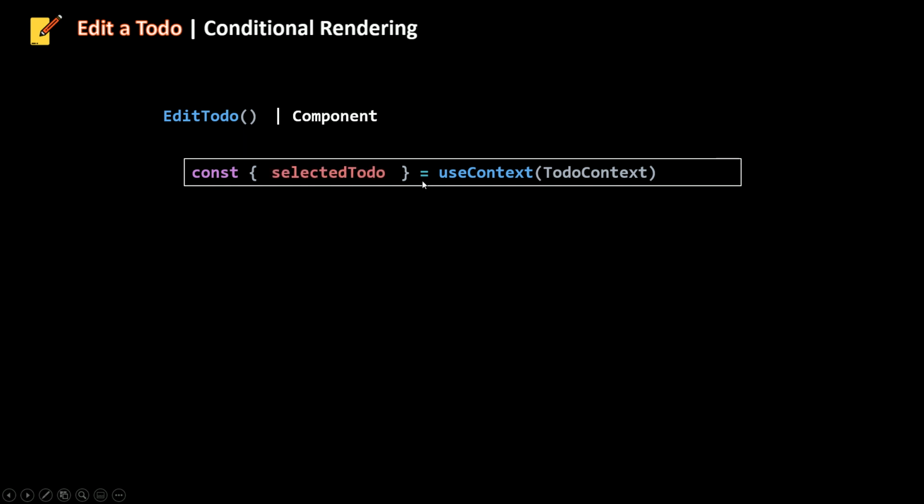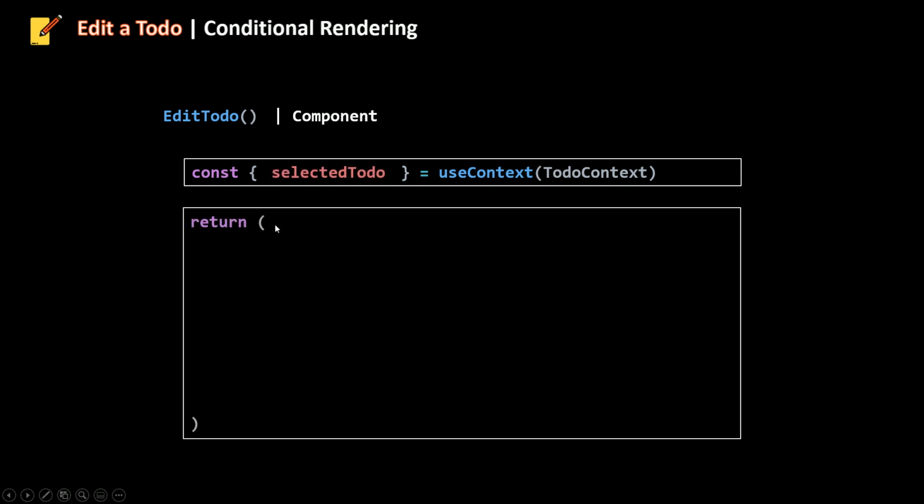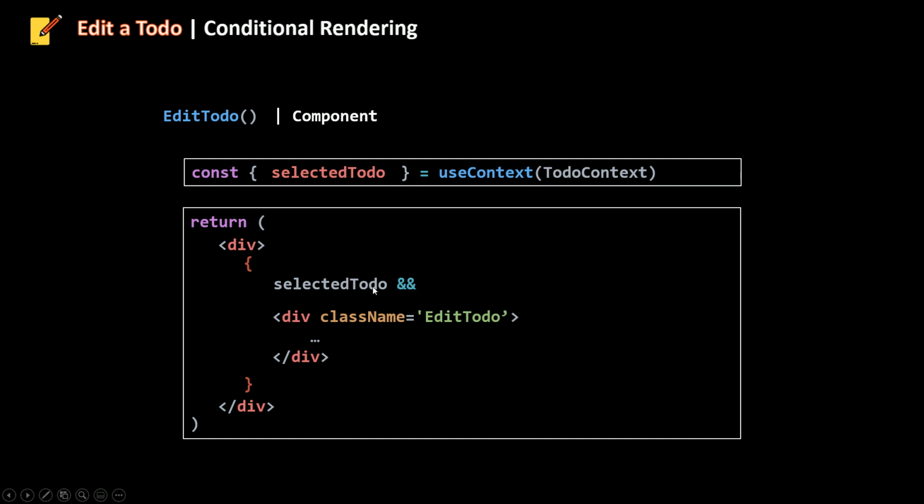So now we show our edit to-do menu when we select a to-do, and when it's undefined we don't show that, which means we need to do some conditional rendering. So inside our edit to-do function or component, we need to first bring in the selected to-do using our context hook, and then inside the JSX code for our edit to-do, inside the return statement, all we have so far is a div with the class name edit-todo and a form inside. Now what I'm going to do is wrap this inside a div, and then use some curly braces because I'm going to use some JavaScript, and then I'm just going to say if the selected to-do is true, I'm going to show this. If it's not, I'm not going to show this.